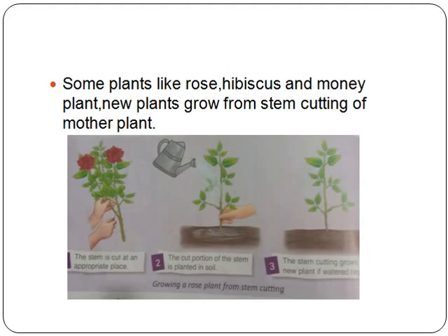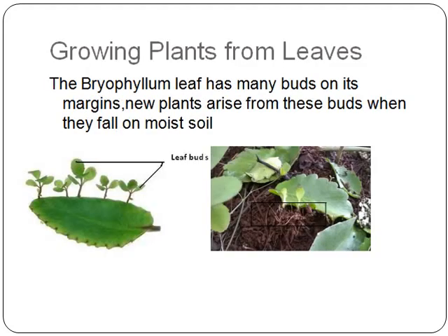Growing plants from leaves. Leaves of bryophyllum plants have buds in the margin. These are called leaf buds. These develop into a new plant. When the leaves fall in the soil, the leaf buds get separated and each leaf bud develops into a new independent plant.